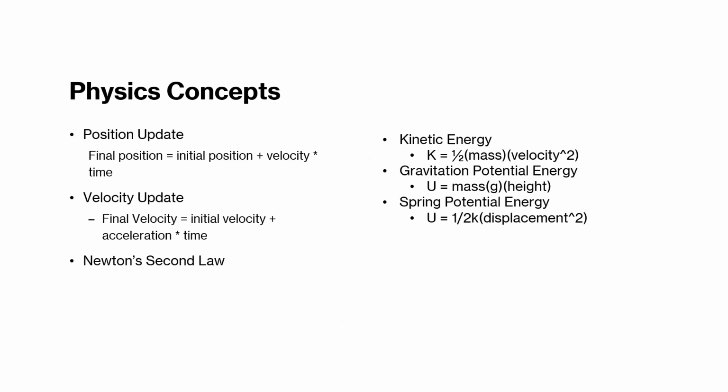So some concepts we're going to cover. We're going to use position update as well as velocity update, and the main concept we're covering is Newton's second law, which for this experiment we're going to use the formula F net is equal to change in momentum over change in time. And then we have our energies on the right: kinetic, gravitational, and spring potential.